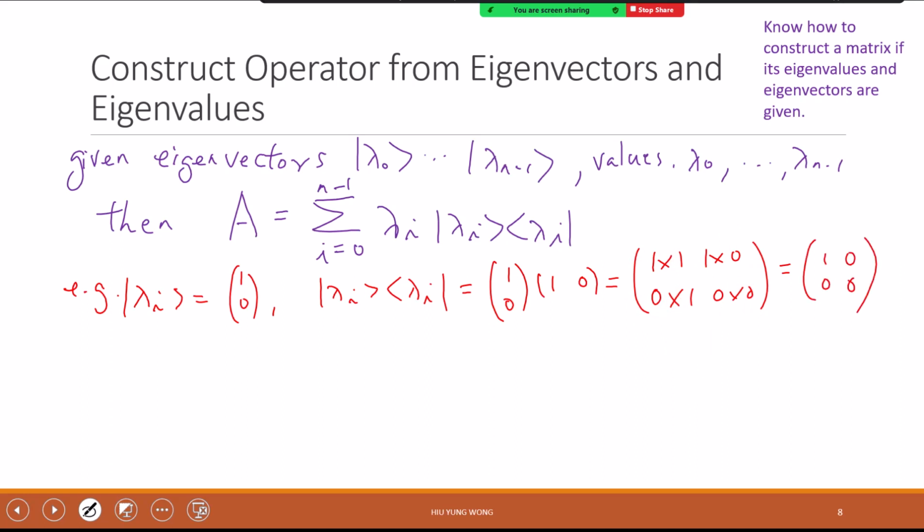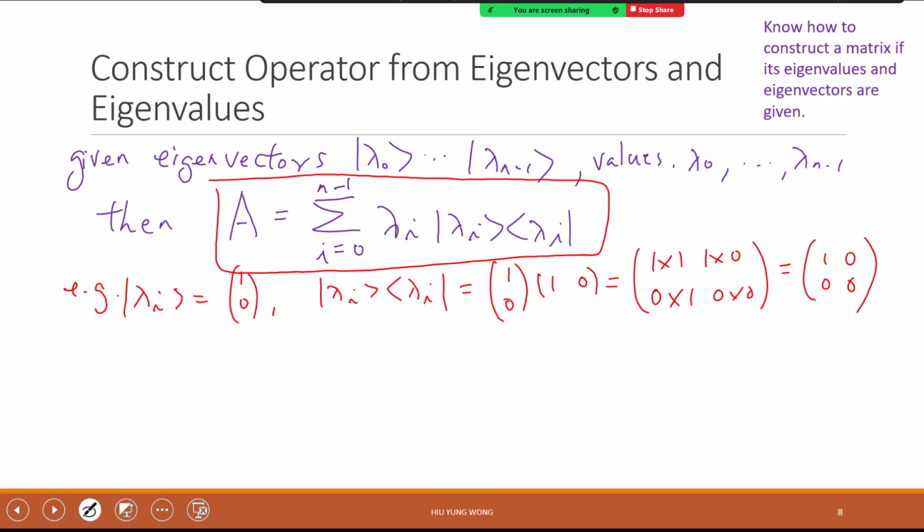Okay, this is something called a projection operator or something. Sorry, I said it wrong. So this is not that operator, but anyway, ignore what I said. Basically, that's how you do the outer product. Okay, so that's all I want to say about this page, that is how you construct the matrix.